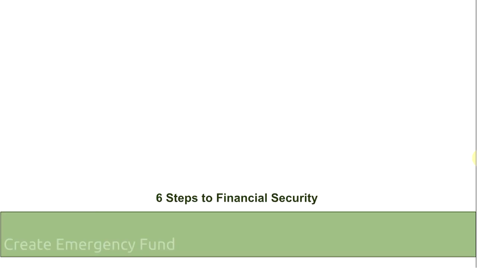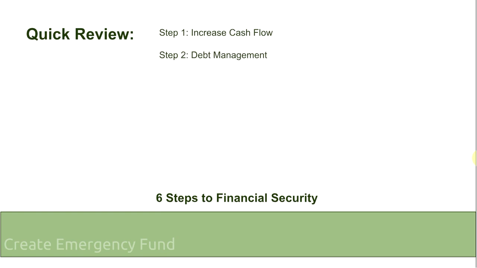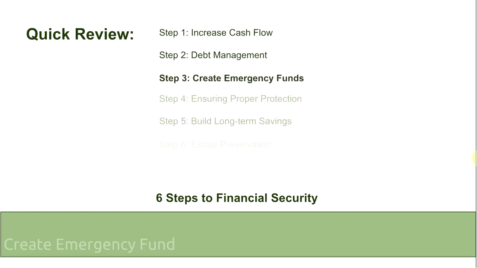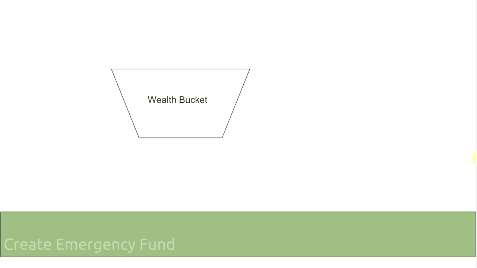Okay, so let's do a quick review in the 6 steps to financial security. So we explained already yung step number 1, which is yung increasing cash flow. Step number 2, debt management. So ngayon yung focus natin is yung step number 3, creating your emergency funds. Okay? So it's very simple.